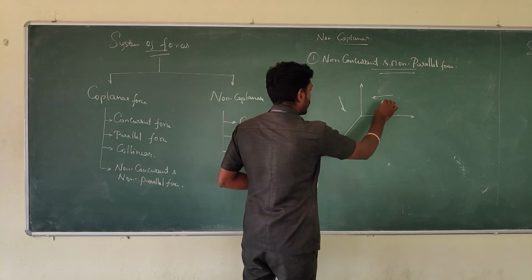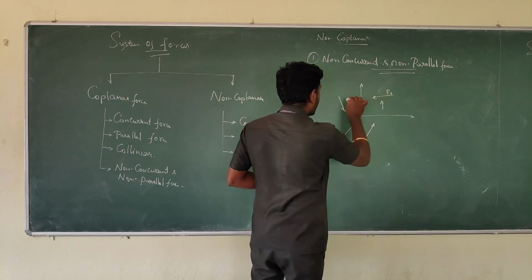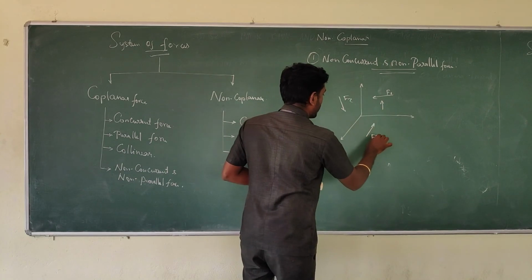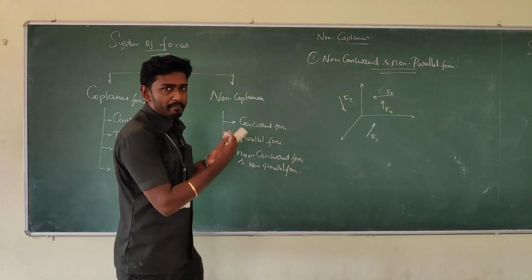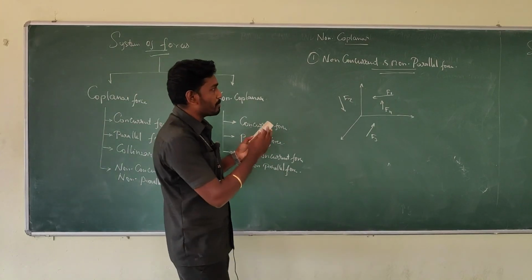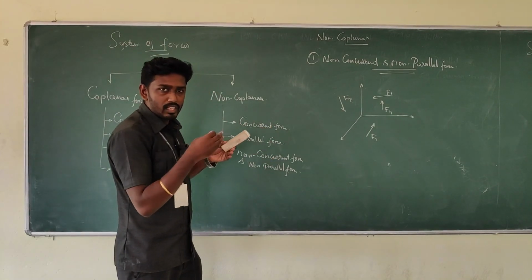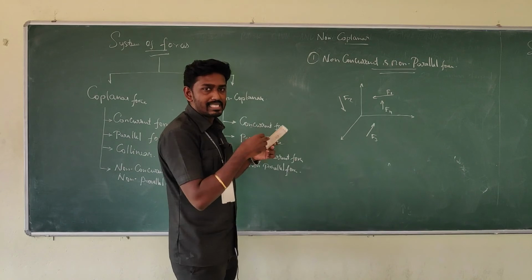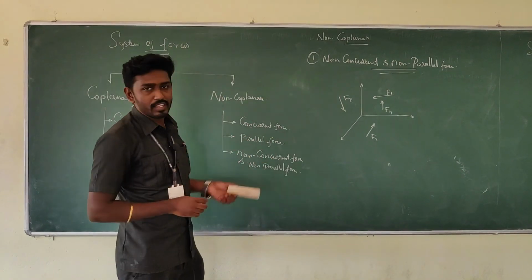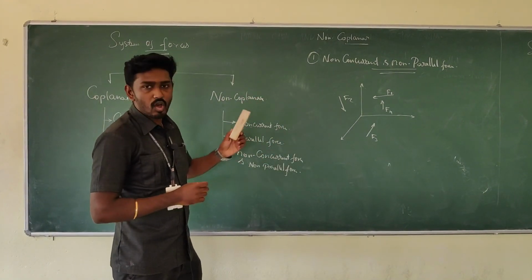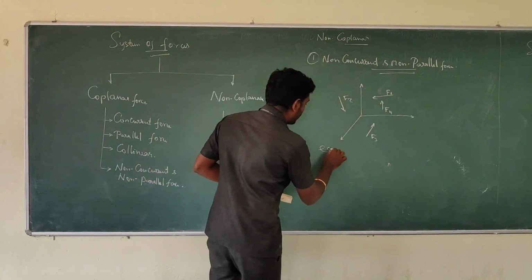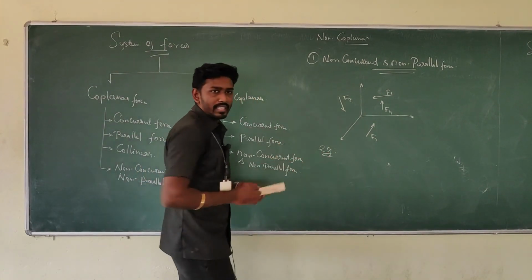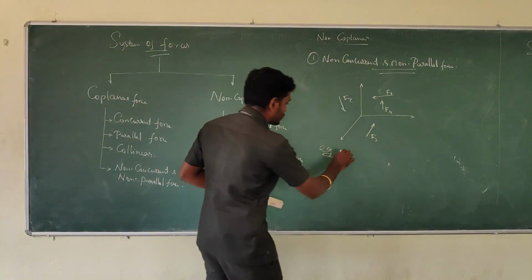In an irregular manner, if I take this as F1, F2, F3, it is not making parallel, and also it is not meeting at a point. All the forces are not intersecting at a particular point. Such kind of things are called non-concurrent and non-parallel forces. For this, I can give an example: forces on the bus.